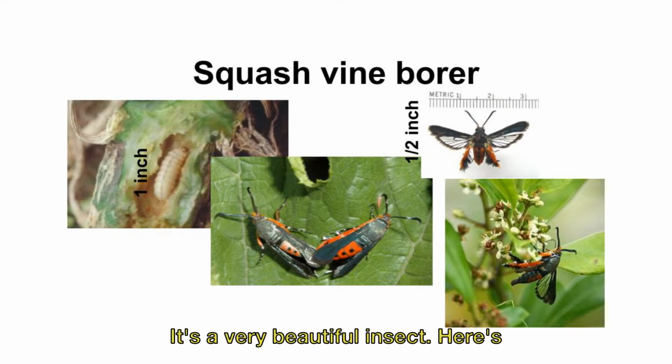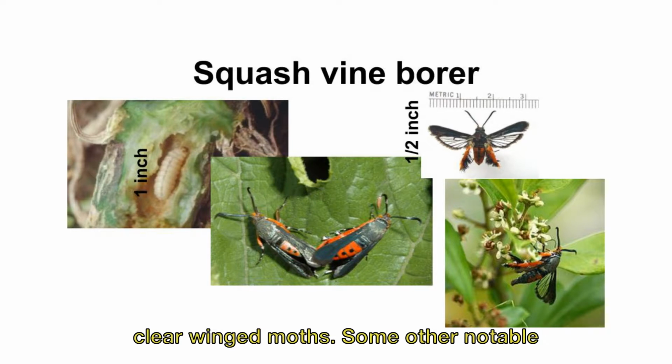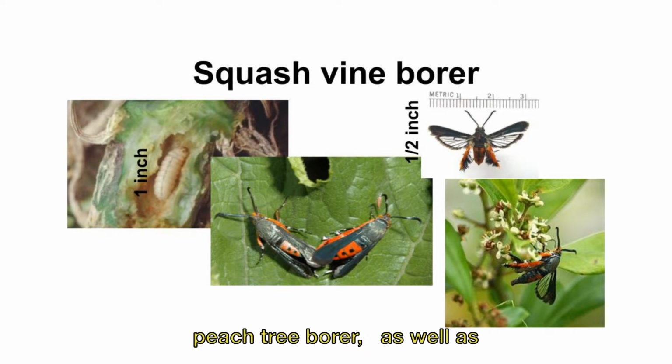It's a very beautiful insect. Here's the clear wings that Zsofia was describing earlier. This family of insect is the Sesiidae. These are clear-winged moths. Some other notable members of this family include the dogwood borer, the lesser and greater peach tree borer, as well as the grapevine borer. The squash vine borer is sometimes mistaken for a bee because of its appearance, and some of the other borers in this family are very easy to mistake for a hornet or a bee. They mimic that appearance.